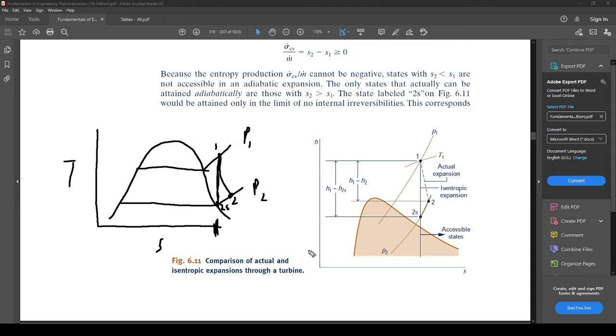Okay. So essentially what this represents is more work actually produced, right? State 1 to 2s is going to produce more work than states 1 to 2. And so this is essentially where we're at: this is the perfect process, and this is the one that we're actually doing, right? So hopefully you get that.